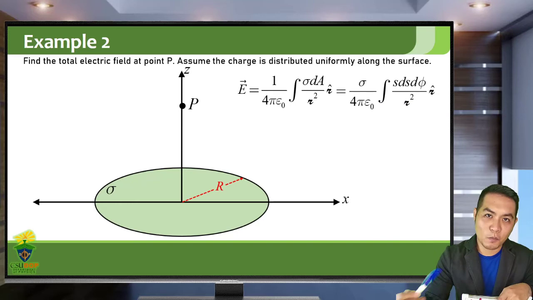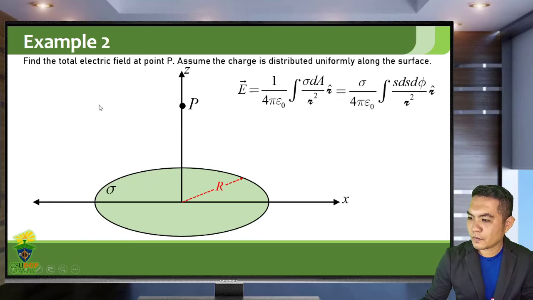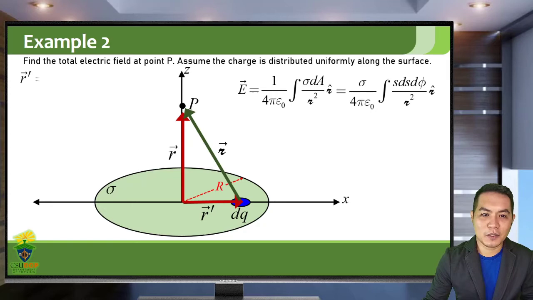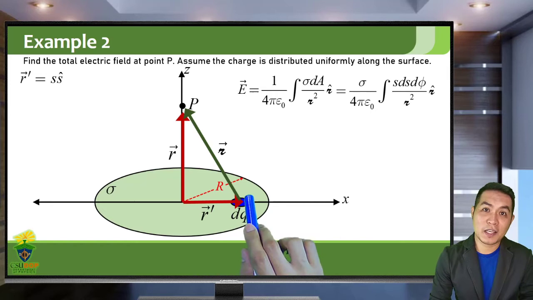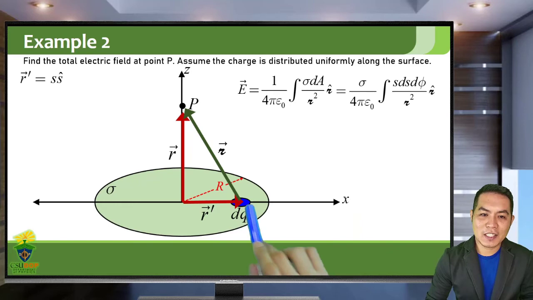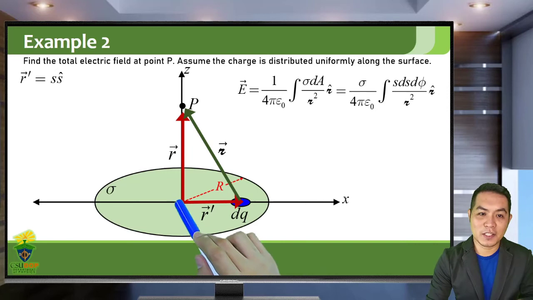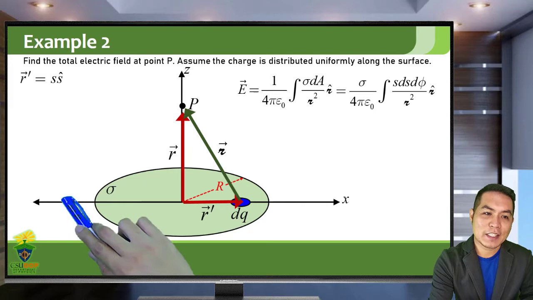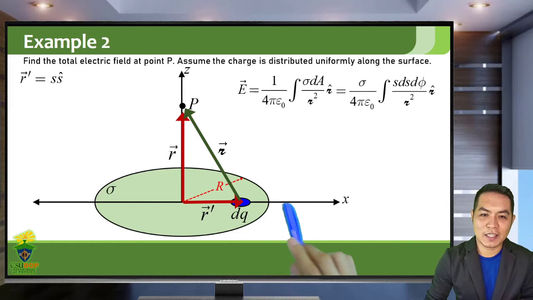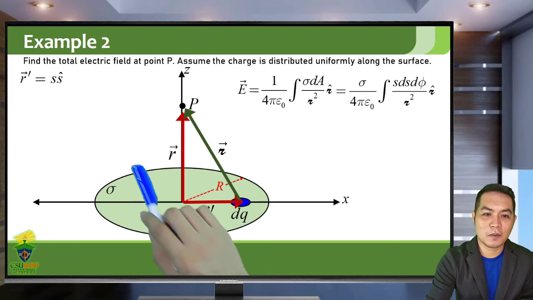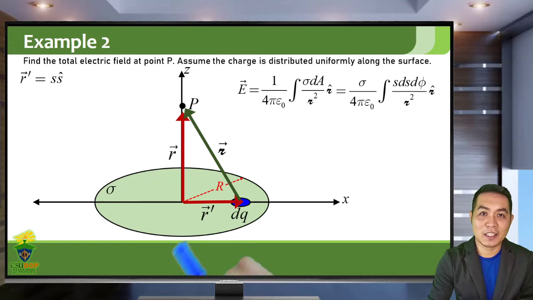So you go back to the slide where we review the coordinate system. We choose a differential charge dq, find its position, and then find also the position of the field point to get the separation distance vector. So here r prime is s s hat. Take note that we must use cylindrical coordinates here because we have cylindrical symmetry. So even though this is the x-axis, it is also the s hat axis. Any axis that is radially outward is the s hat axis in cylindrical coordinates. For instance, this axis in Cartesian is the negative x axis, but in cylindrical coordinates it is still the positive s hat axis. So this is s hat, that is s hat, this is also s hat. So our r prime here will be s, the distance is s, and the direction is s hat, radially outward, the two-dimensional radius.